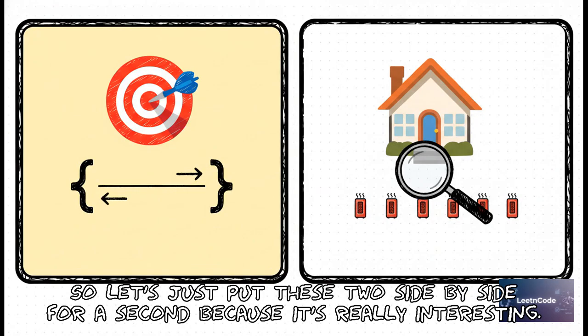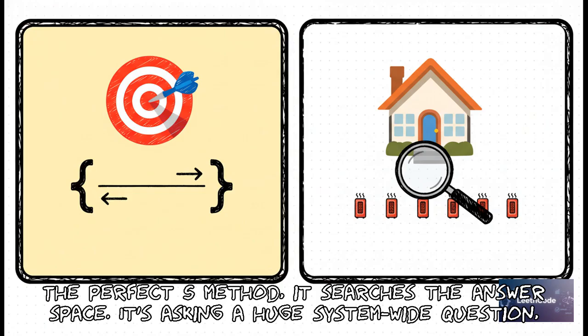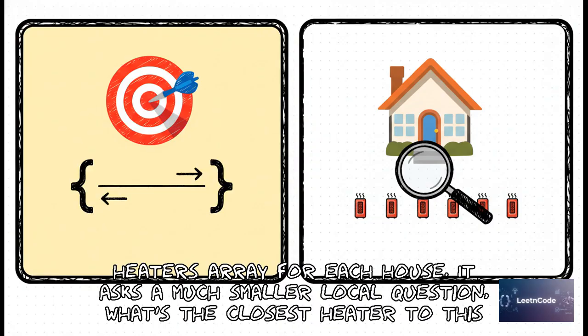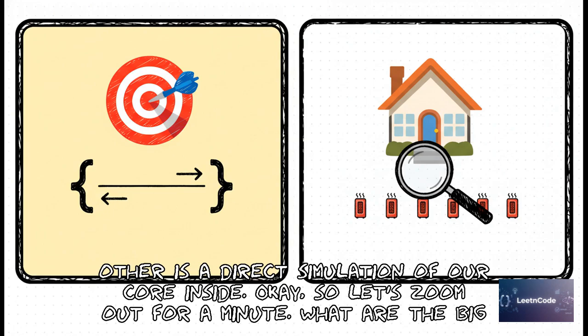So let's just put these two side by side for a second, because it's really interesting. The perfect guess method, it searches the answer space. It's asking a huge system-wide question: does radius R work for everybody? On the other hand, the house-by-house method searches the heaters array for each house. It asks a much smaller, local question: what's the closest heater to this one specific house? It's a really cool difference, right? One is an indirect, powerful pattern, and the other is a direct simulation of our core insight.